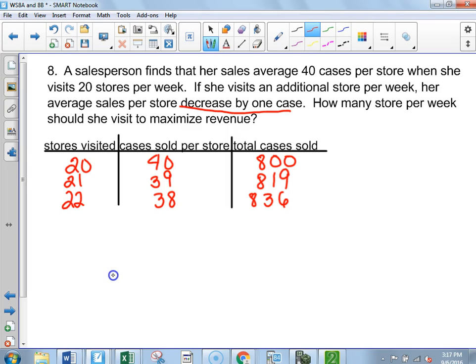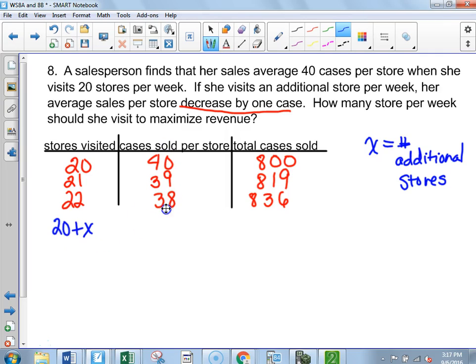Now the issue becomes, what are we going to let X represent, and how are we going to write an expression so that we can maximize this? How many stores per week should she visit? I'm thinking we should let X be the number of additional stores that she's going to visit. So what did this one start at in this column? And it's going up by ones, which is 1x.